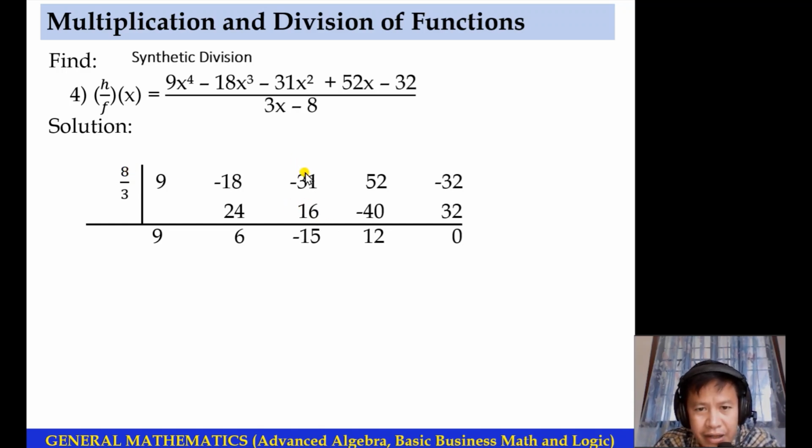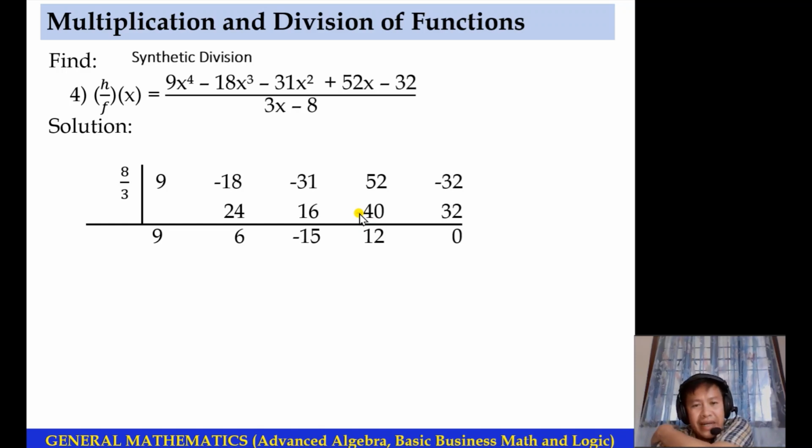Then, you are going to add automatically. So, you have negative 31 plus 16 is equal to negative 15. Okay, did you understand? Then, negative 15 times 8. Okay, negative 15 times 8 is equal to 120. Divided by 3 is equal to 40. And this is negative. Why negative? Because negative divided by positive, or negative times positive is negative.